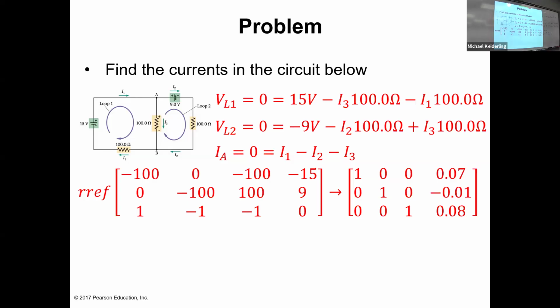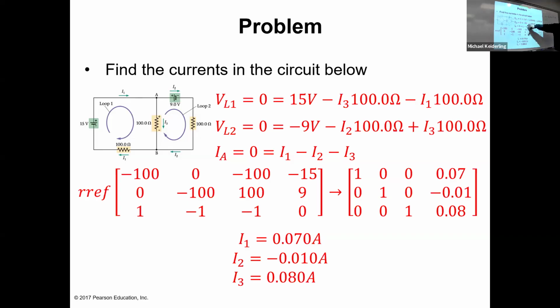If you row reduce it, you find I1 equals 0.07, I2 equals minus 0.01, and I3 equals 0.08. So I1 equals 0.07 amps, I2 equals 0.01 amps, and I3 equals 0.08 amps. You can just go through and solve the system of equations however you want. Plugging it into a matrix and using row reduction is probably just the fastest way to do it on a calculator.